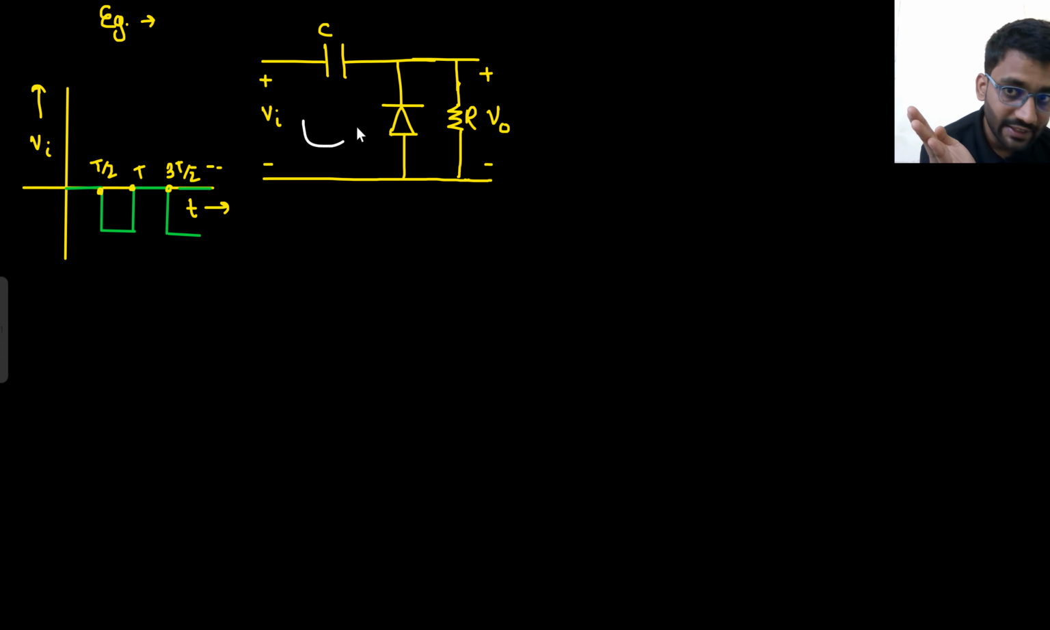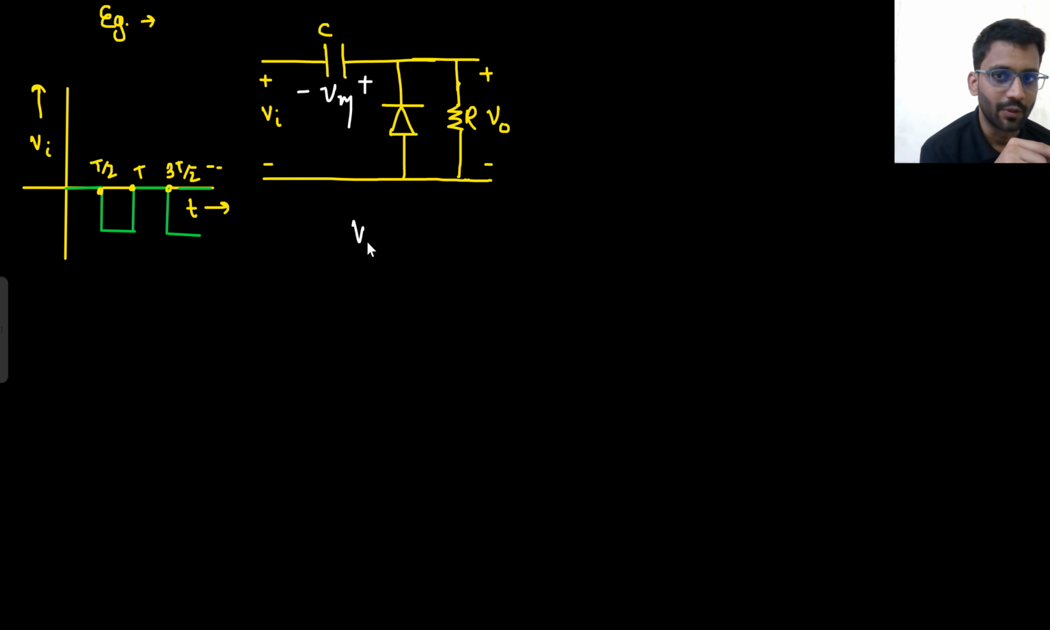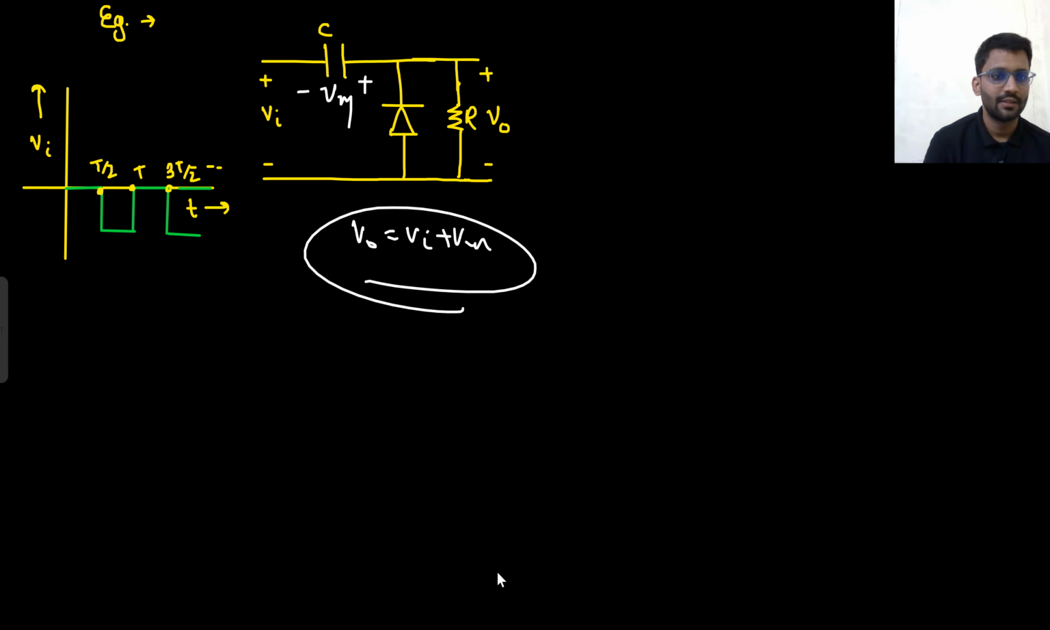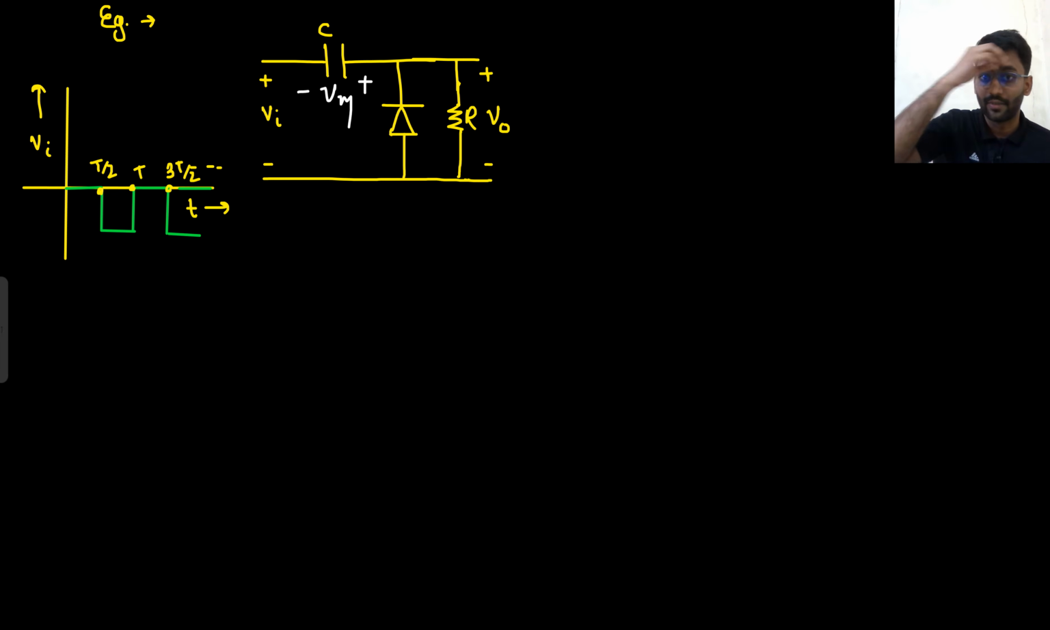So the capacitor is getting charged in this direction because the applied input is negative. So it will be charged like this. Well and good. So what will be your output? Output will be Vi plus Vm. That's it. Got the point? Let's write it in a better manner.